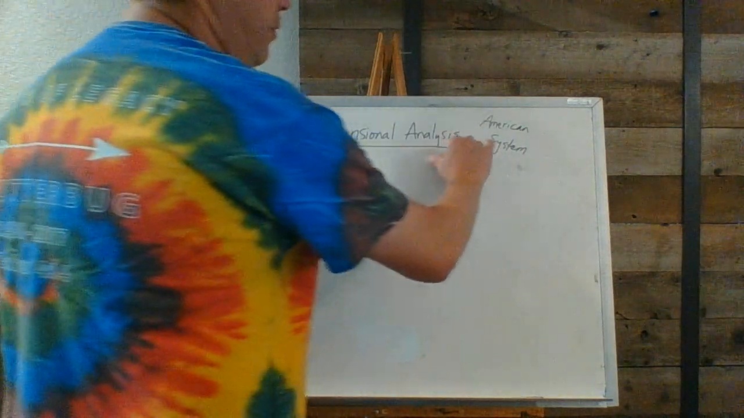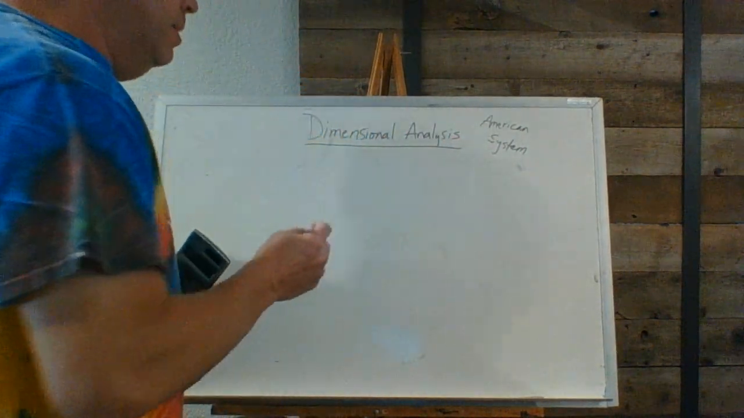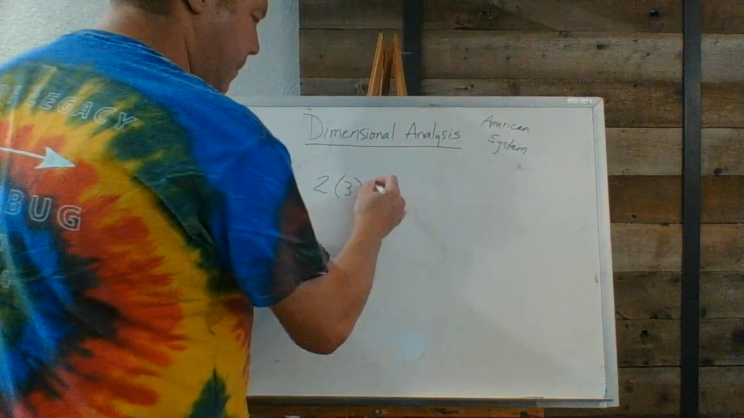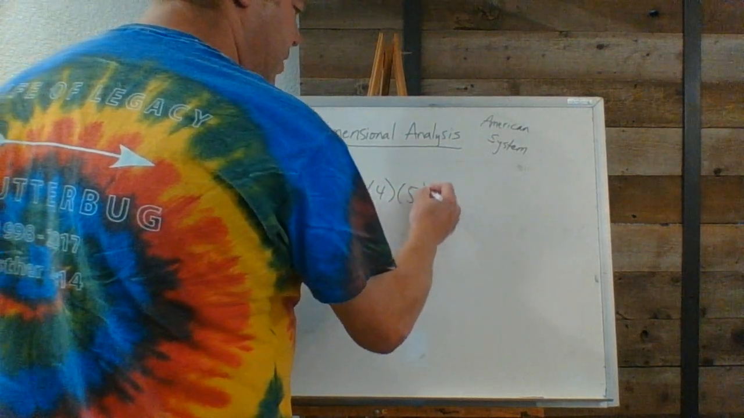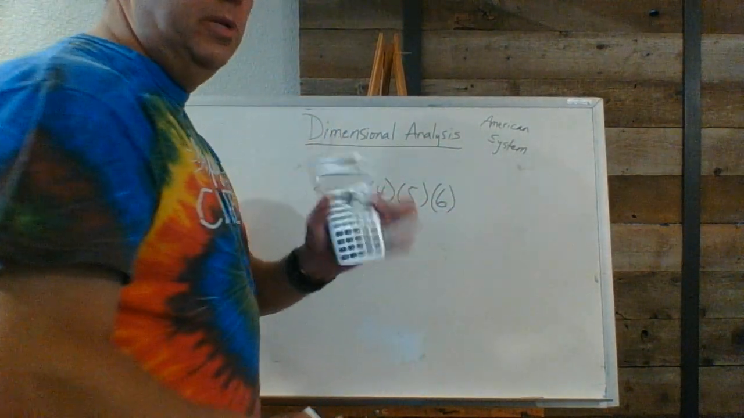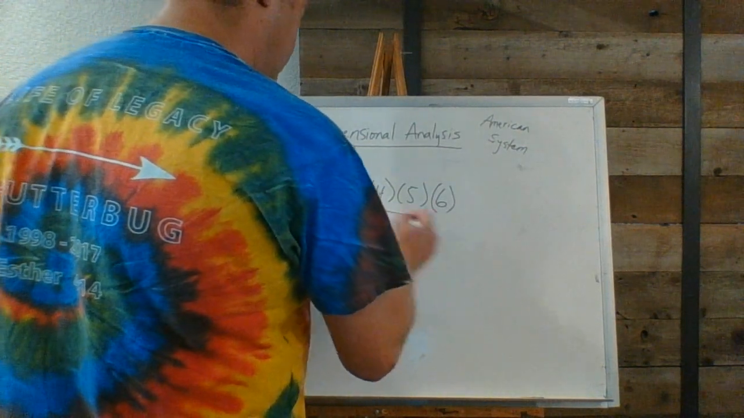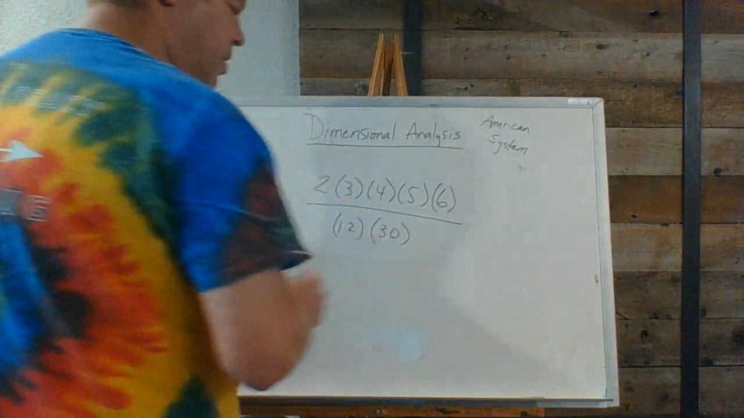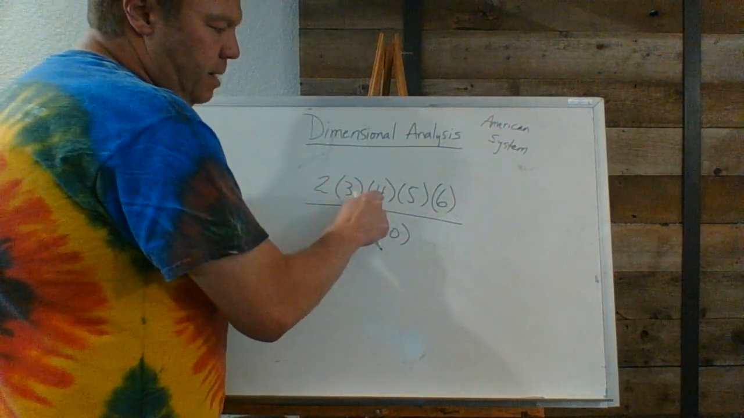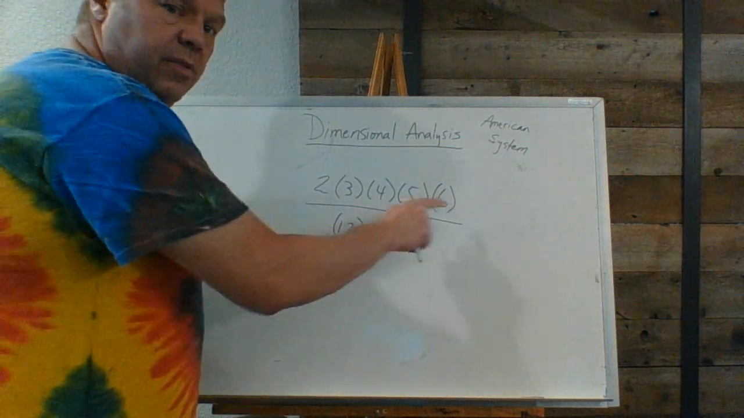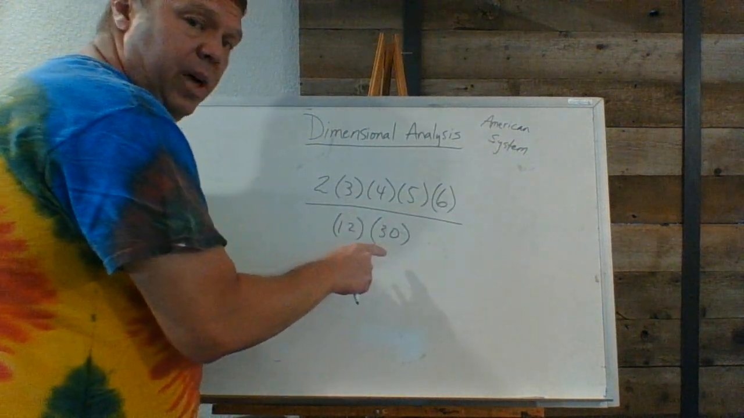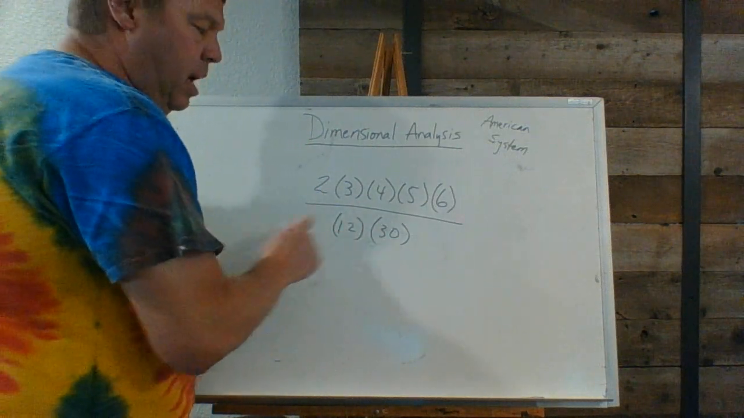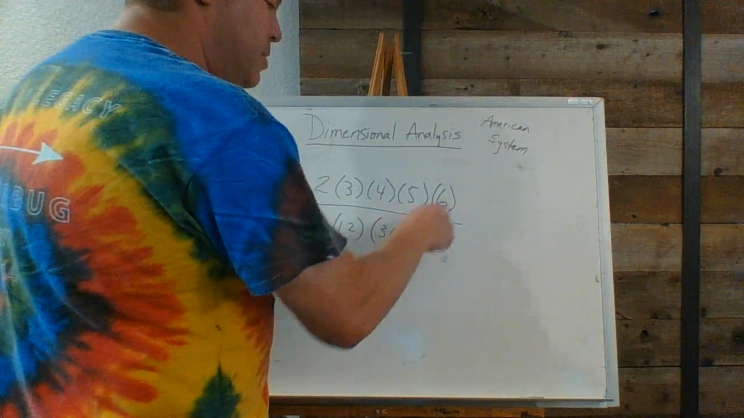Now, there are a couple of different ways that we can do dimensional analysis, but I'm going to teach it like this. If you were in a math class and you were given the following question, and let's pretend you don't have a calculator, and you need the answer to this question: 2 times 3 times 4 times 5 times 6 divided by 12 and divided also by 30. Now notice how I said that. I didn't say divided by 12 times 30, because if I said times, multiplication's on the top.